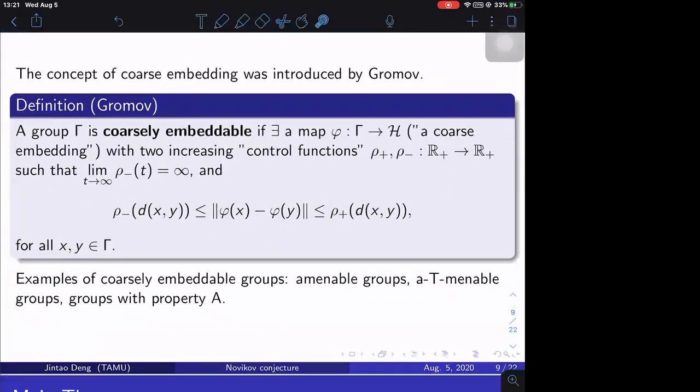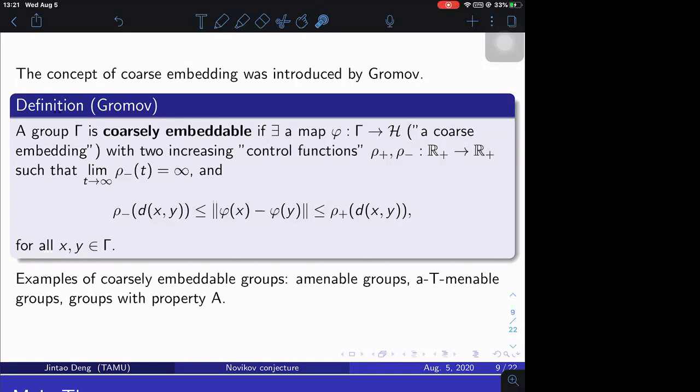Roughly speaking, coarse embeddable means just like a person standing in front of a mirror. Maybe the mirror is a little bit twisted, so you will get a not very precise image, but we have some control on the twisting of the mirror.